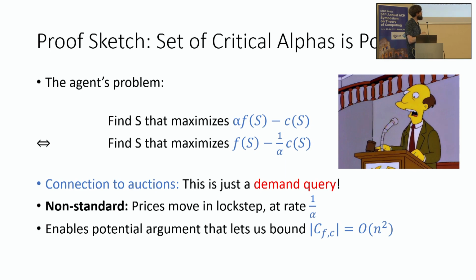And it turns out that the non-standard thing here, thinking of F being gross substitutes, is that we have item prices, but now we move them in lockstep. We change them at a rate of 1 over alpha, all of them simultaneously. We want to understand how the demand relation changes. And what we show is that then only simple things can happen. Either an item enters as an additive, or you have one-to-one substitutions of cheaper items and more expensive items. And this enables a potential argument giving a polynomial bound. And as we saw for submodular, this doesn't work.